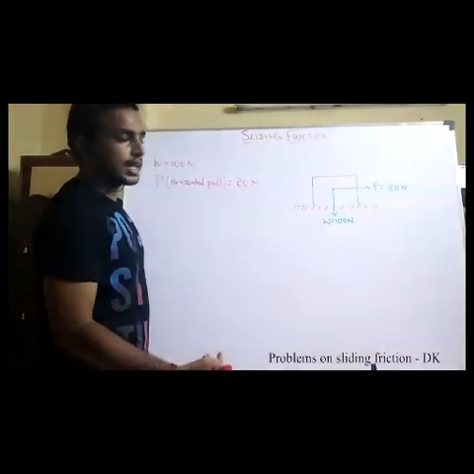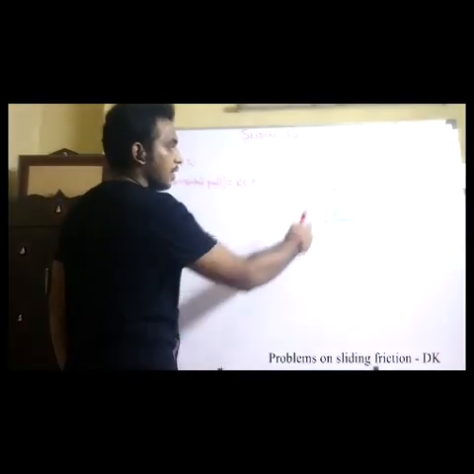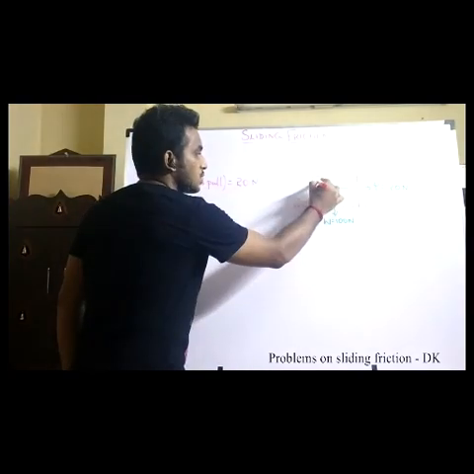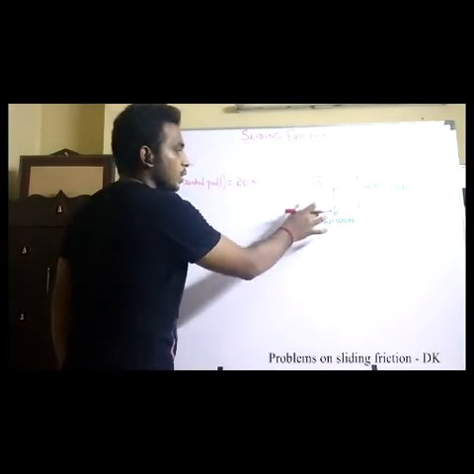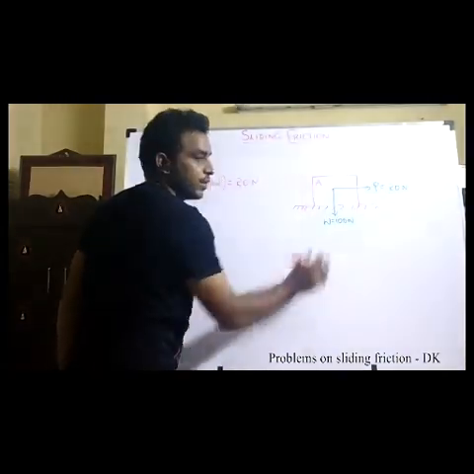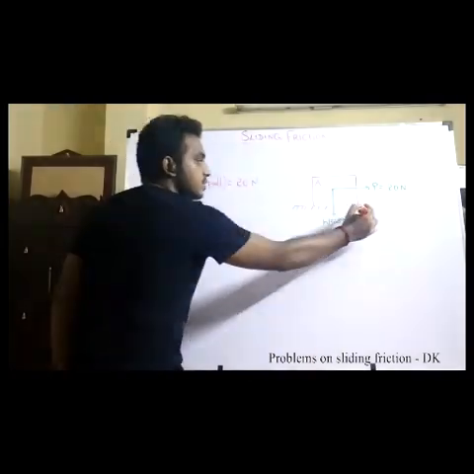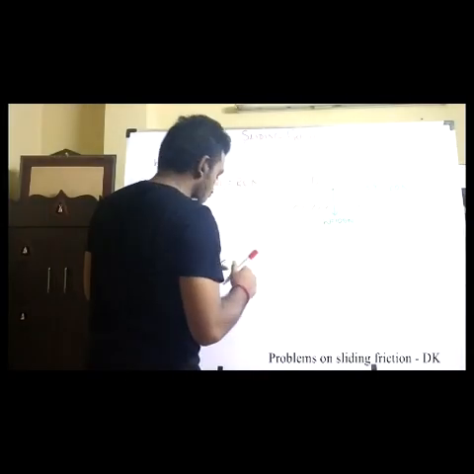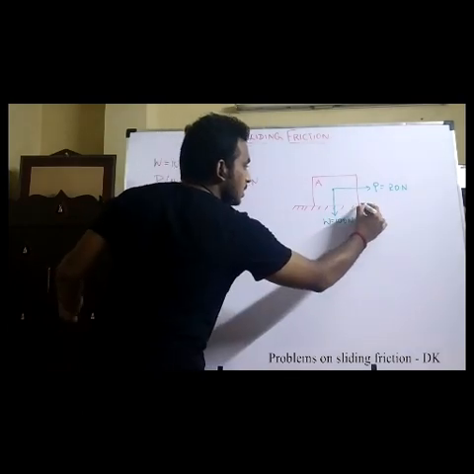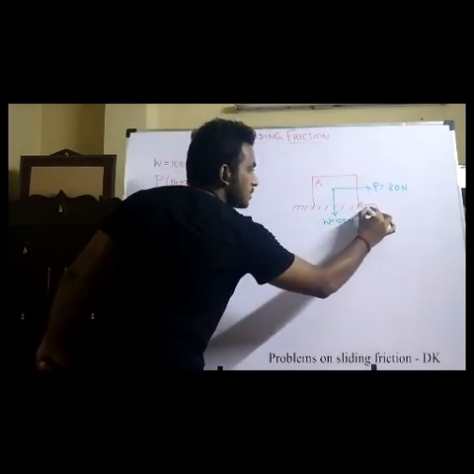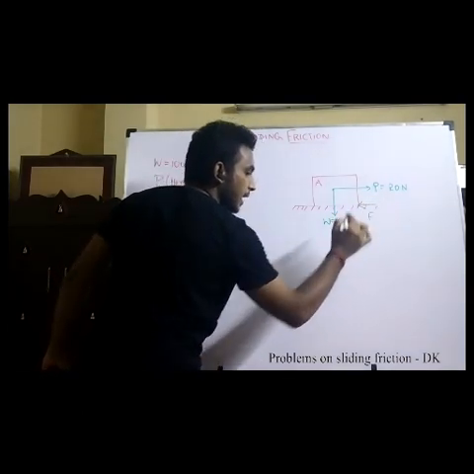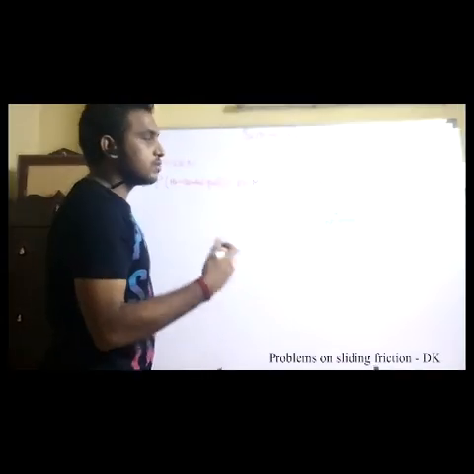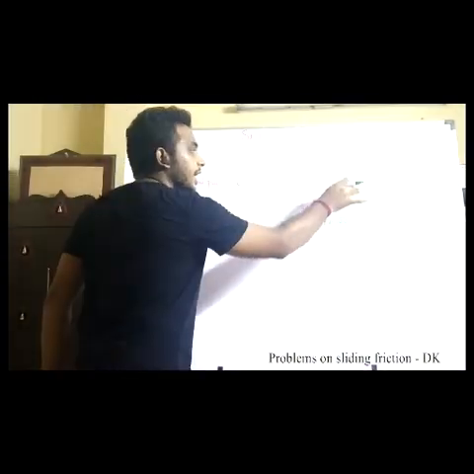So what do you mean by sliding frictional force? Whenever a body, like we take this body to be A, is going to slide over another surface, there exists a force of friction. The force of friction will always be tangential to the surface. That frictional force will also act opposite to the direction of applied force.